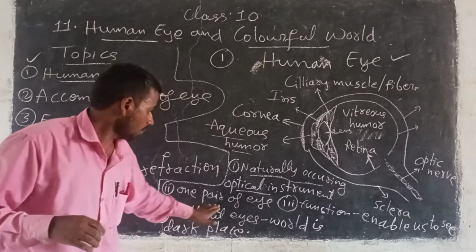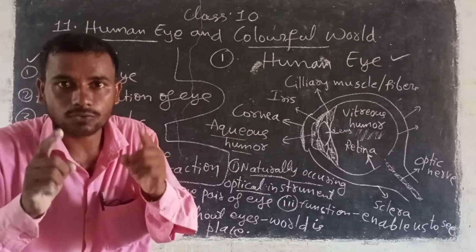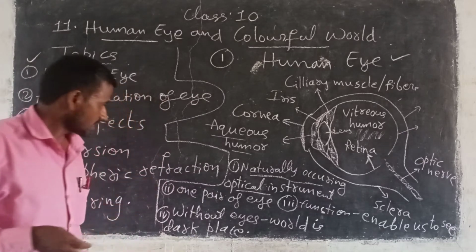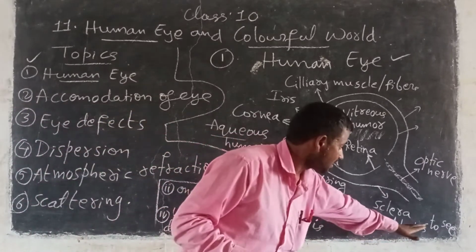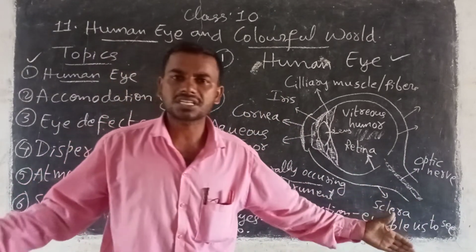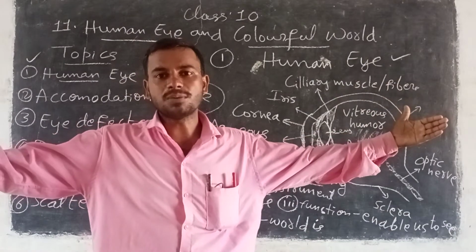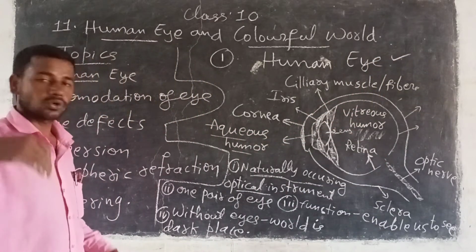Second point, one pair of eyes is there. One pair, I mean two eyes, for each and every human being. And third point, function. What is the function of the eye? It enables us to see the world. Total world.